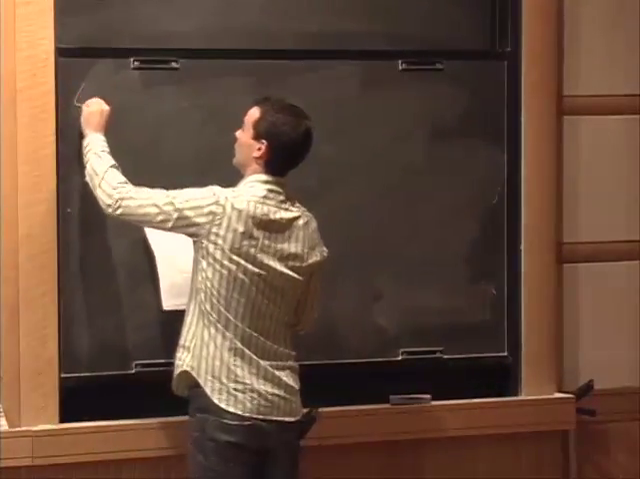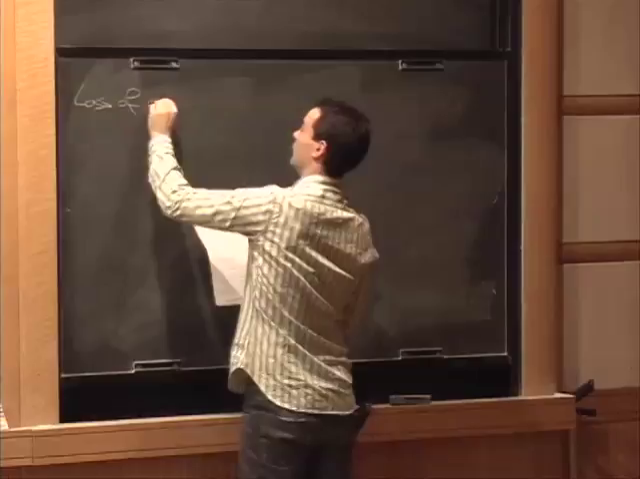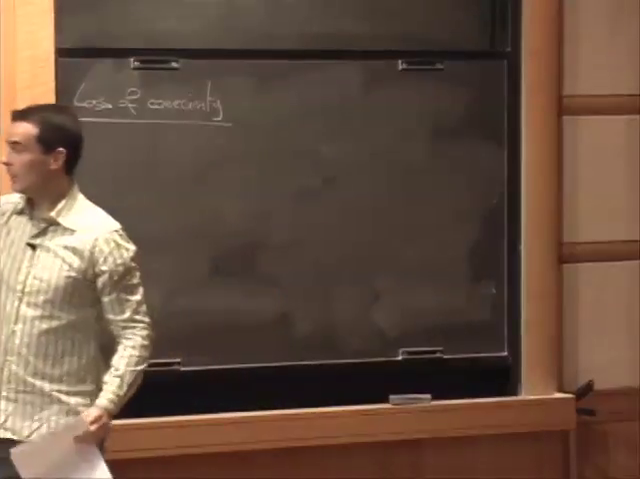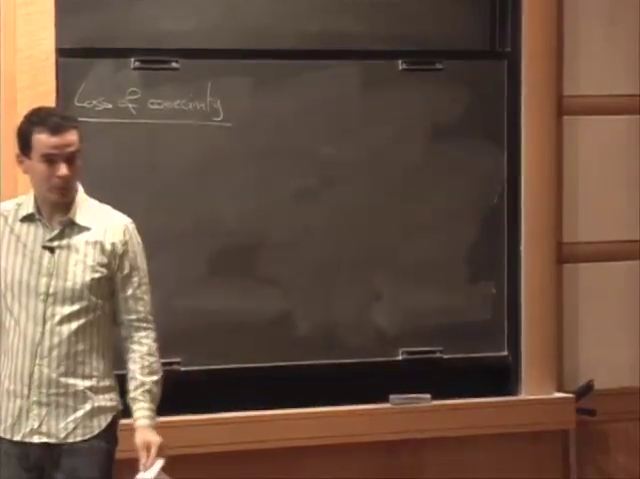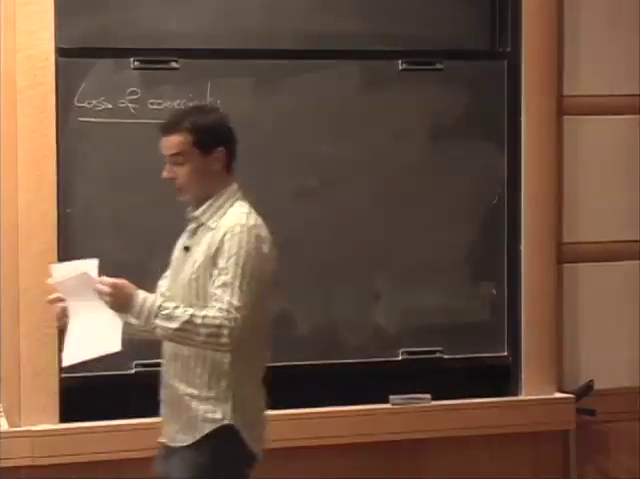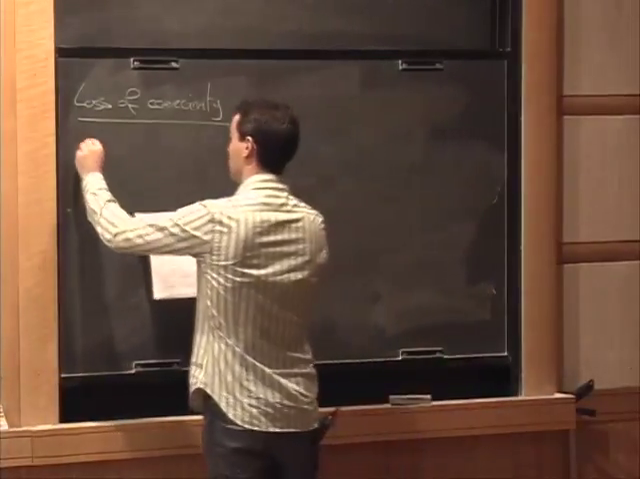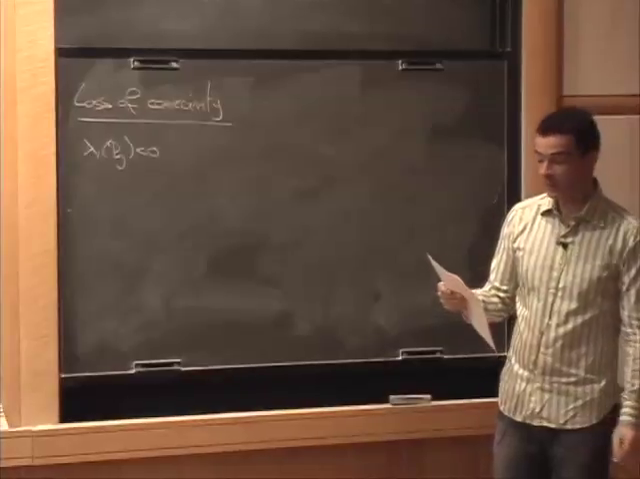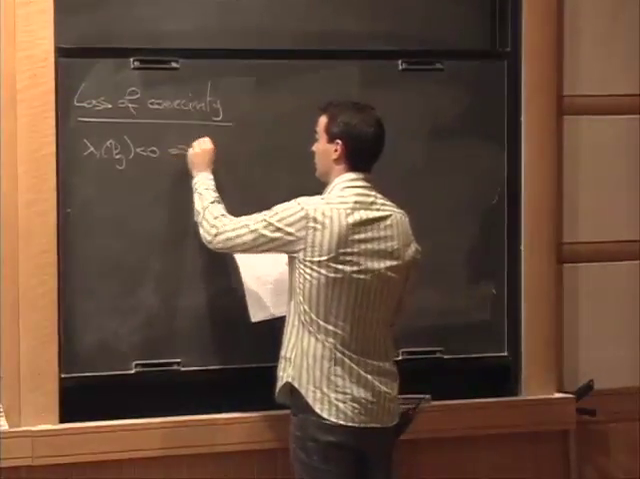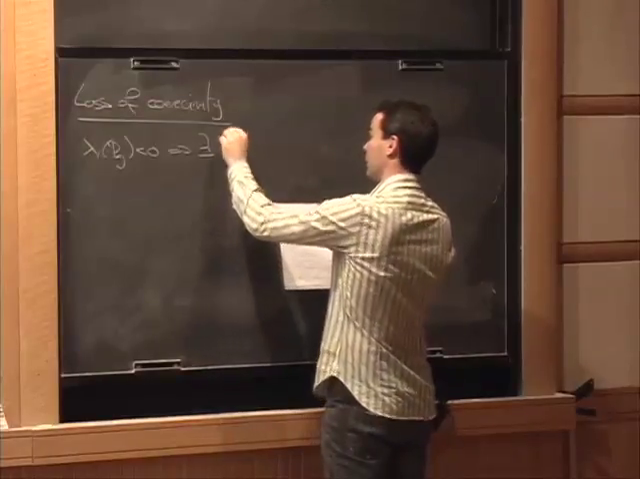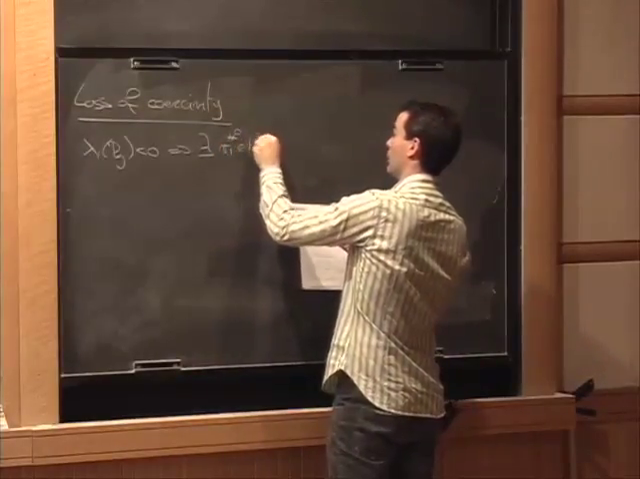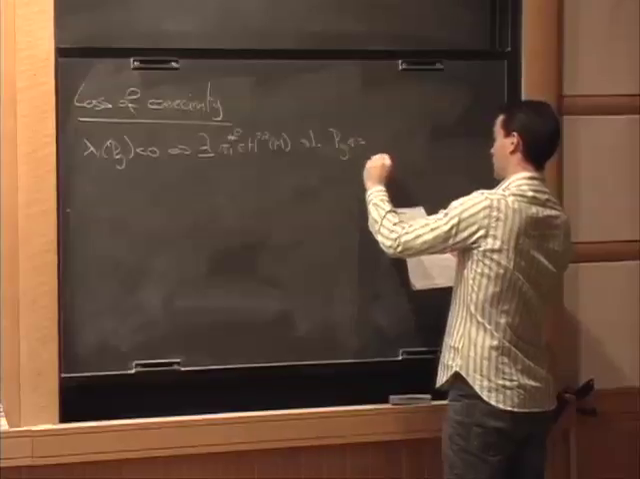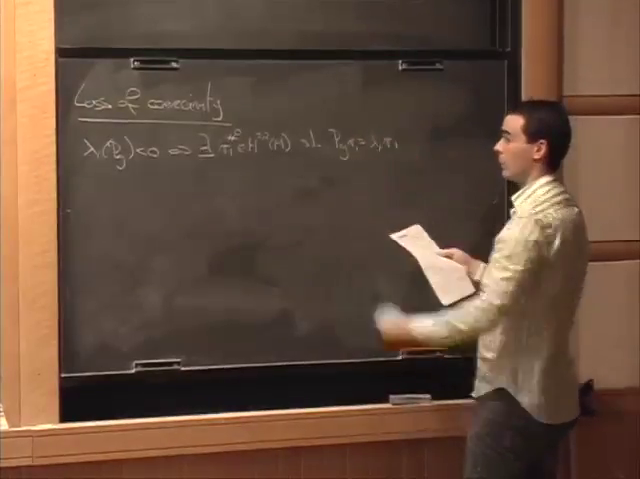Okay, so loss of coercivity. So I recall coercivity means the functional goes to plus infinity when the norm of v goes to plus infinity. Okay, so let's examine the case in which lambda 1 of PG is negative. So this is very easy to see. So this means that there exists some V1 different from 0 in H22 of M, such that PG of V1 is equal to lambda 1 times V1.